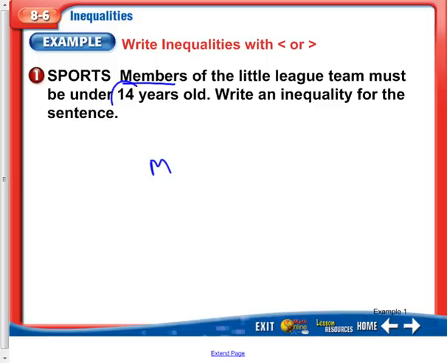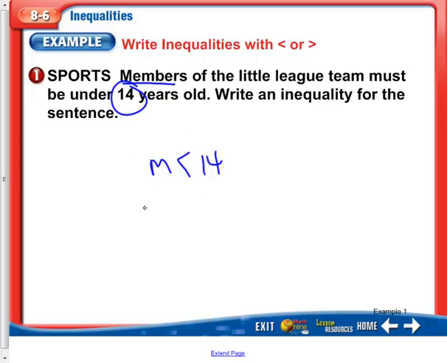So I know I'm going to use the number 14. But now, can the members be greater than 14 or can they be under? So I know that the members must be less than 14. It says under, not at least. If it said at least, we would say less than or equal to, but this is just going to be less than. So they can't be 14. 14 will not work.